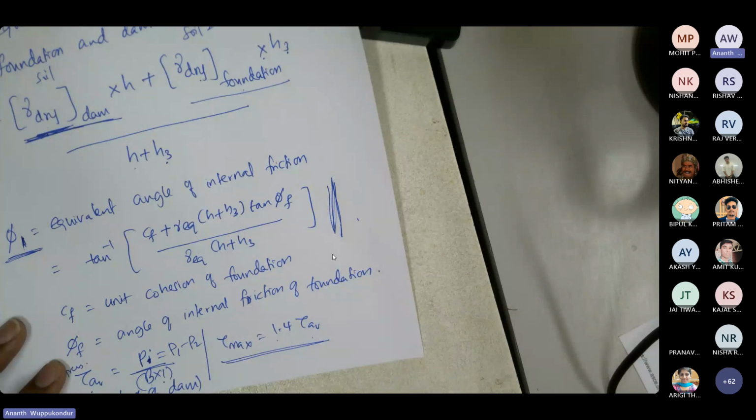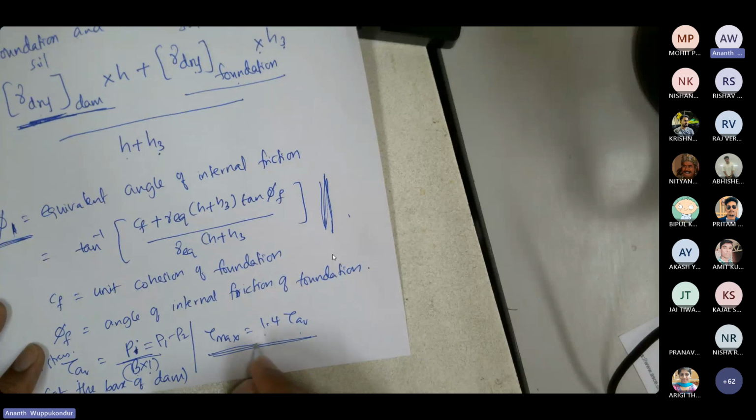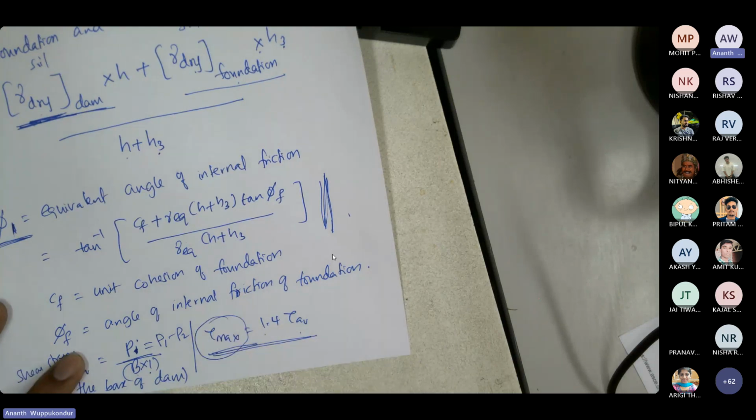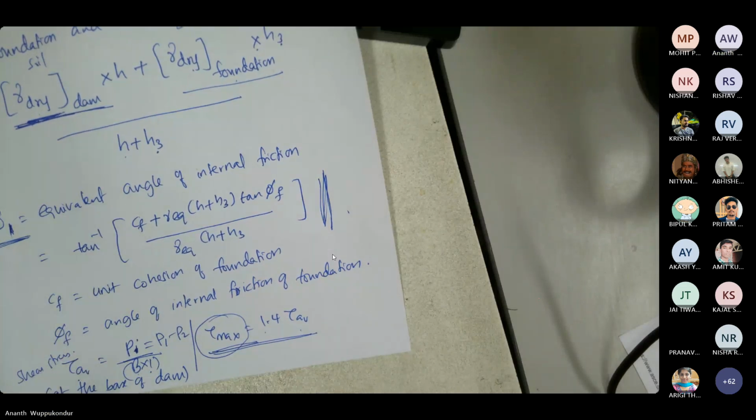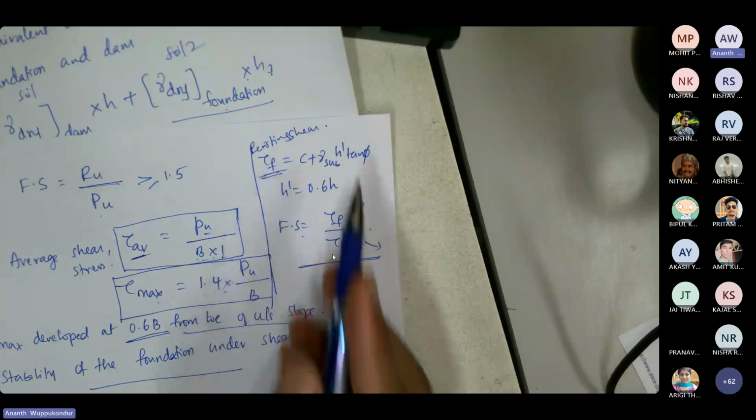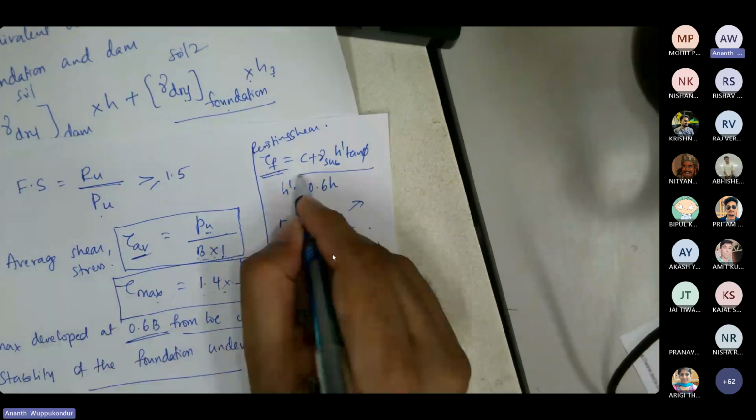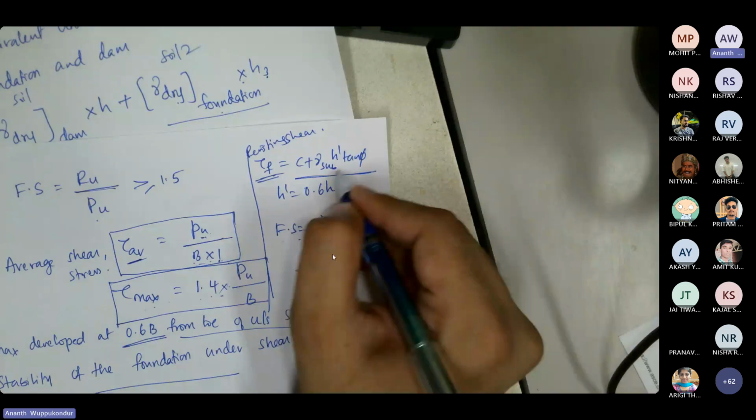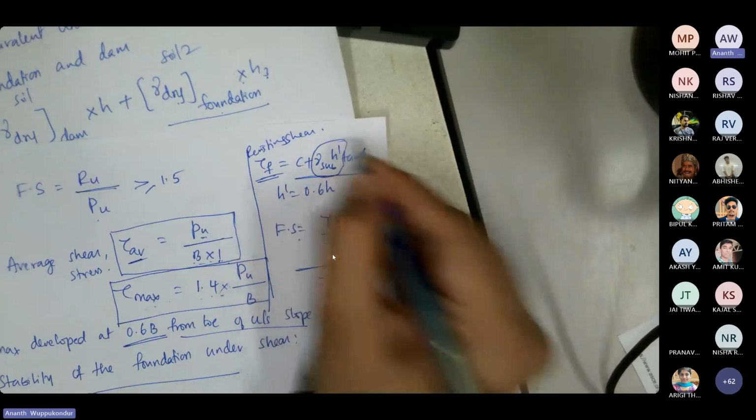So now if you want to calculate the factor of safety for this maximum shear stress, then we need to calculate the resisting shear stress that is trying to resist this maximum shear stress. Previously we calculated the resisting shear stress based on this, which is a function of the unit cohesion of the soil, and then the unit weight multiplied by the depth of the soil.